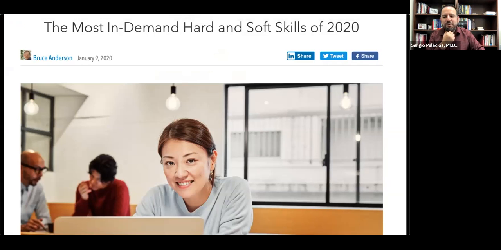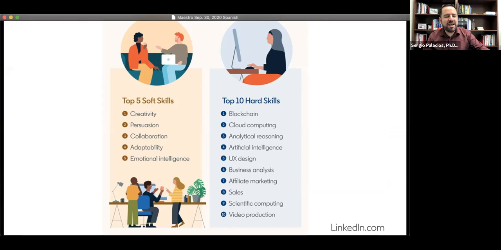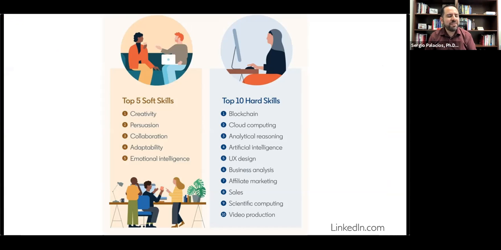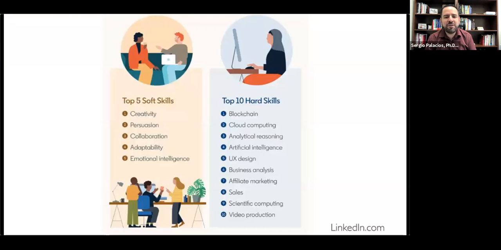Esto es un artículo publicado en LinkedIn que les recomiendo, si no lo usan, que lo usen. Es una gran plataforma para conectarse con profesionales. Y habla sobre las habilidades que están en mayor demanda ahorita. Lo tengo en inglés, pero habla sobre las habilidades que llamamos blandas, que son creatividad, persuasión, colaboración, adaptabilidad e inteligencia emocional. Estas son las habilidades que están buscando más ahorita las compañías en las personas para contratarlos.